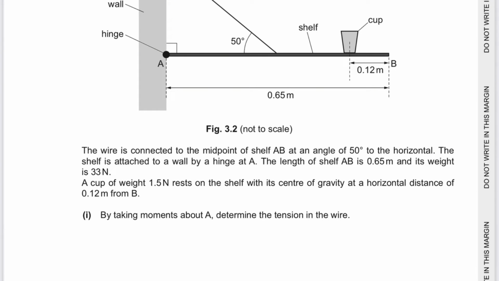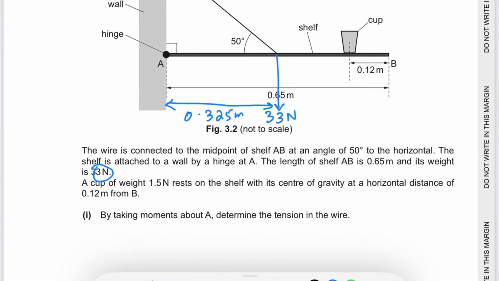Okay, so the weight acts from the midpoint of this uniform object, which would be at half the distance of 0.65 meters, and that is 0.325 meters. A cup of weight 1.5 Newton rests on the shelf.